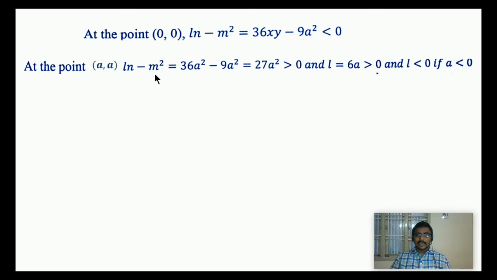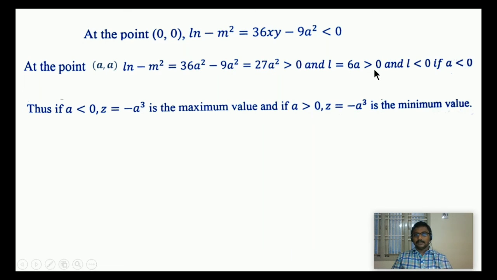Now at the point (a, a), LN minus M squared, putting x as a and y as a, we will have 36a squared minus 9a squared is 27a squared. Clearly the quantity 27a squared is positive, whether a is positive or negative, 27a squared is always positive. L is equal to 6a. For a positive, L equal to 6a is positive. For a negative, L equal to 6a is negative. The sign of L depends upon a: if a is positive, L is positive; if a is negative, L is negative.